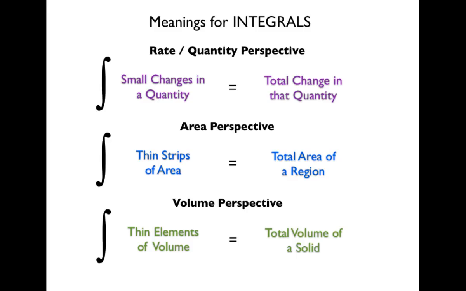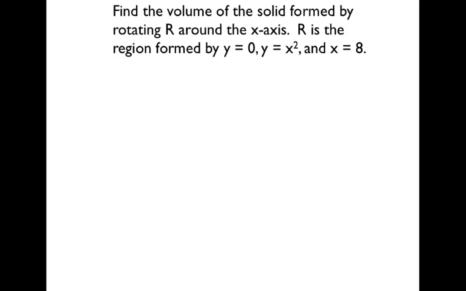Does that make sense? Okay, so let's do this. We want to find the volume of a solid formed by rotating R, the name of a region, around the x-axis. R is the region formed by y equals 0, y equals x squared, and x equals 8.